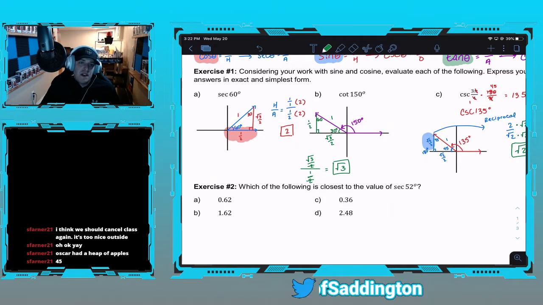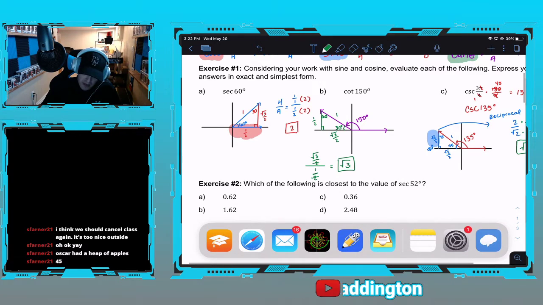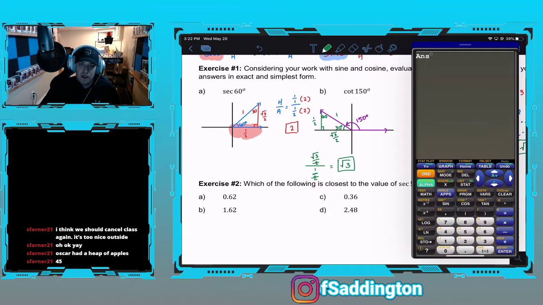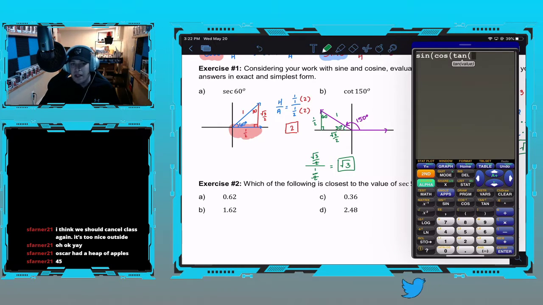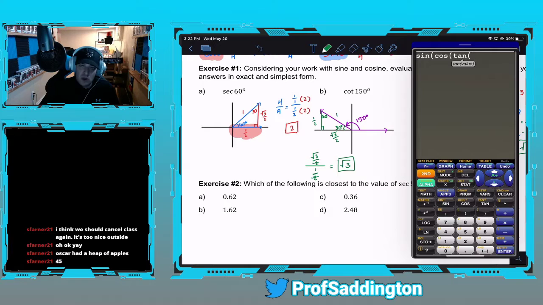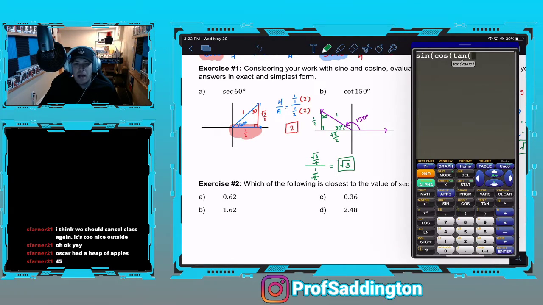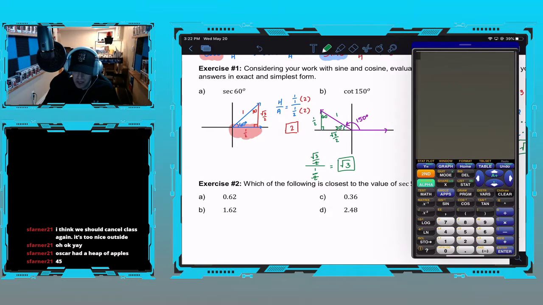Exercise number 2 says, which of the following is closest to the value of secant of 52? So, if you were to pull up your calculator, you will notice that the only trig functions that are on your calculator right now are sine, cosine, and tangent. There is no secant, there is no cosecant, and there is no cotangent. So the only way you can solve these with the calculator is if you do the reciprocal on paper first and then type it into the calculator.